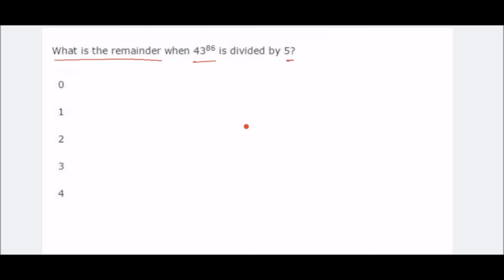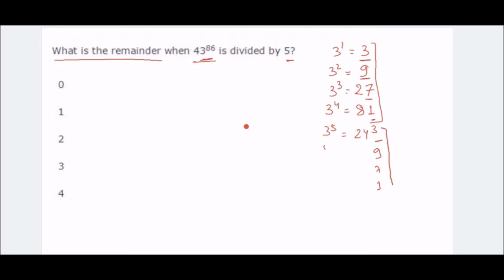So for the remainder, first we will find the unit value, right? 3 power 86. So 3 power 1 will be 3, 3 power square will be 9, 3 power 3 will be 27, and 3 power 4 will be 81. Then again 3 power 5 will be 243. See here, the unit digit is repeated in a pattern of 4 values. From 3, 9, 7, 1, 3 is again going to repeat. If you take another power value, the unit digit becomes 9, 7 and 1. Like this it will follow the pattern of 4 values.